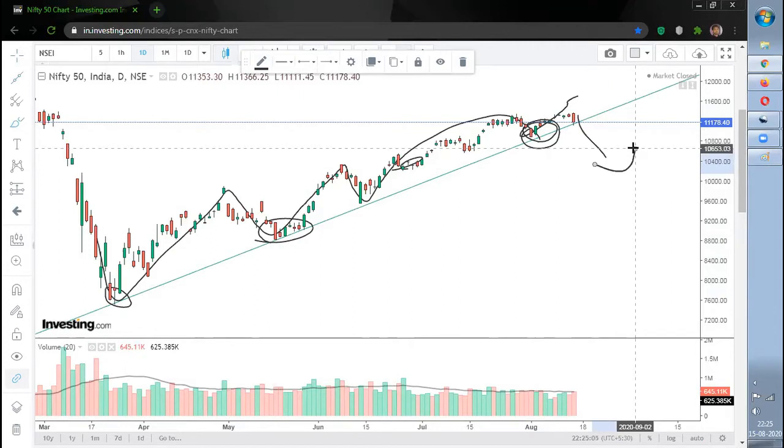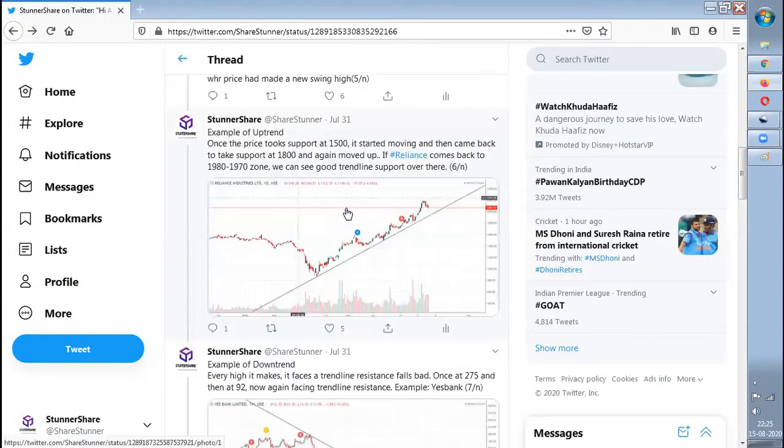You should not connect the incorrect points. Now, if you see an example of an uptrend, once the price breaks above support at 1500, it started moving and then came back to take support at 1800 and again moved up. If Reliance comes back to 1980 to 1970, we can see good trend line support over there.